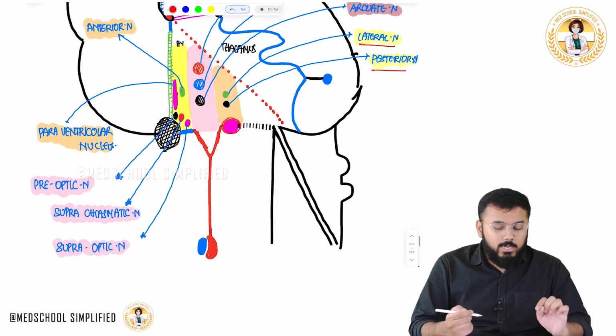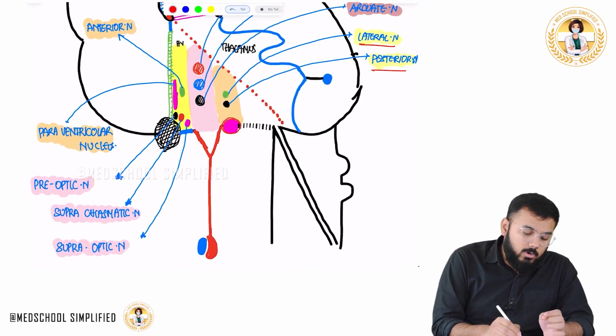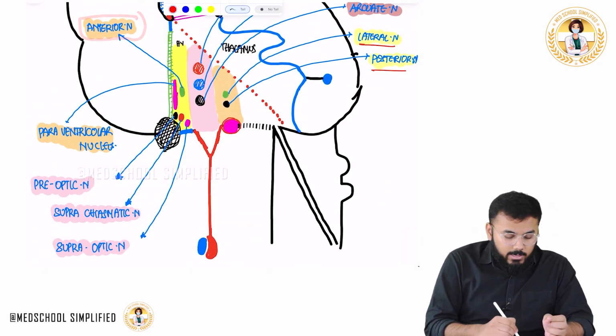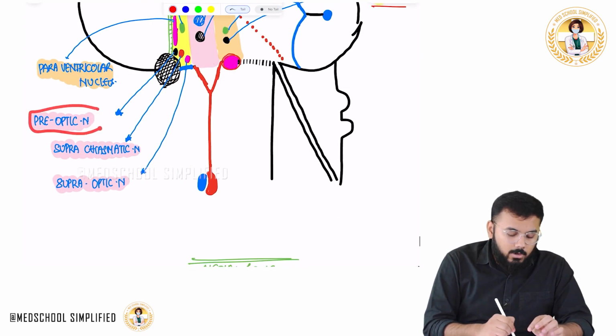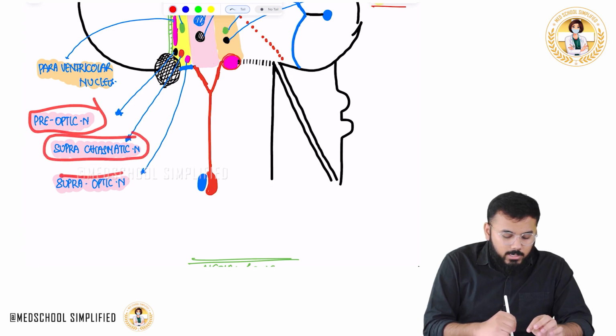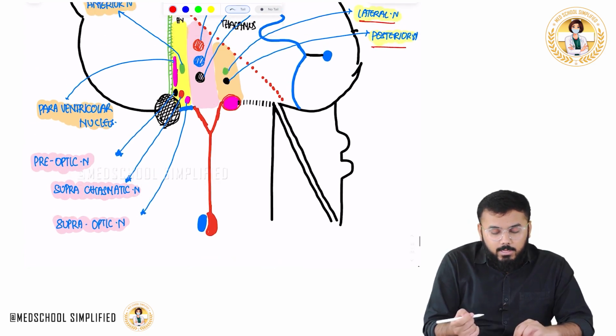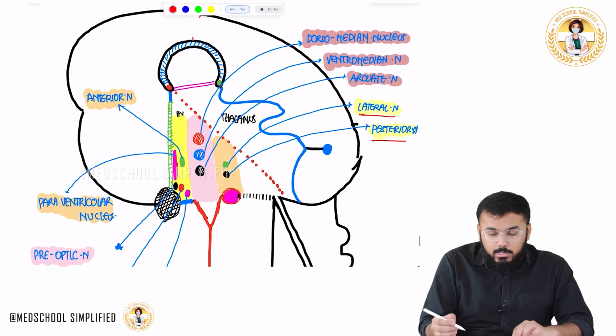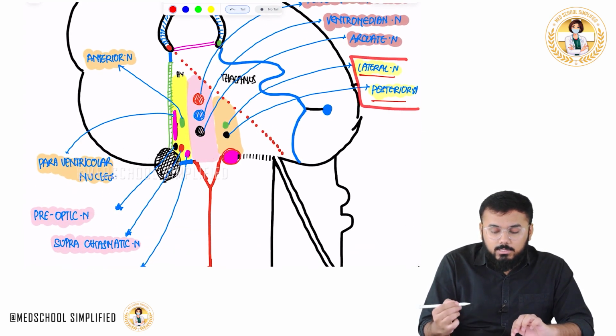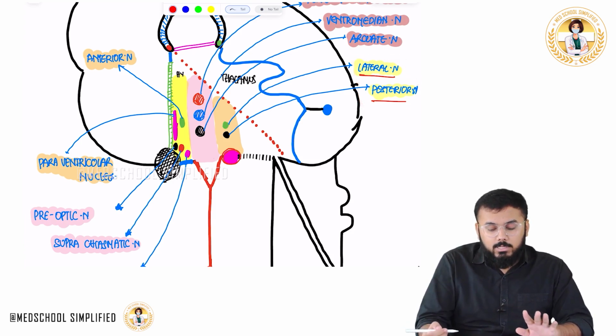Next, the nuclei that are located in the anterior region. One is called the anterior nuclei. Next, beside the ventricle, the paraventricular nuclei. Next, we have the preoptic nuclei, suprachiasmatic and supraoptic nuclei. In the middle region, dorsomedian, ventromedian, and arcuate. In the posterior, we have the lateral nucleus as well as the posterior nucleus. So these are the things here.